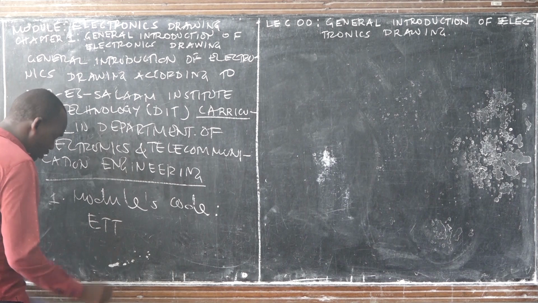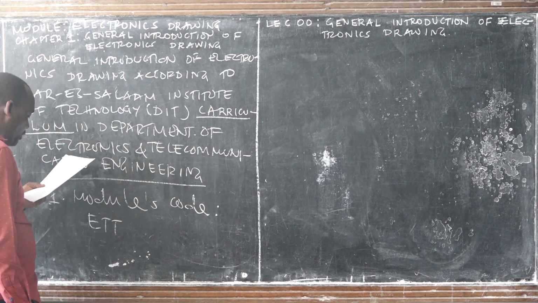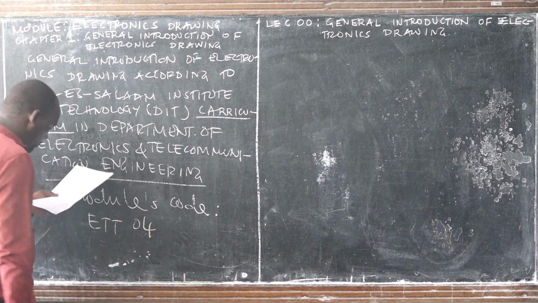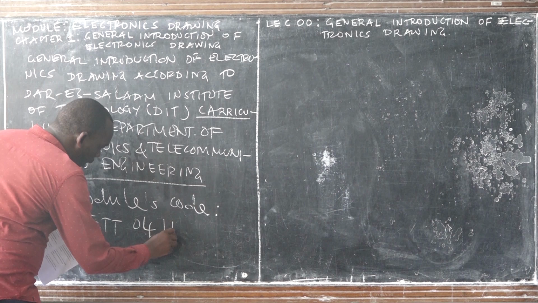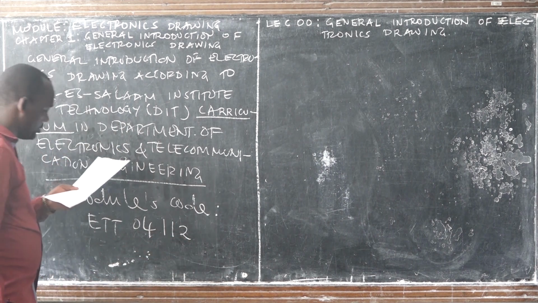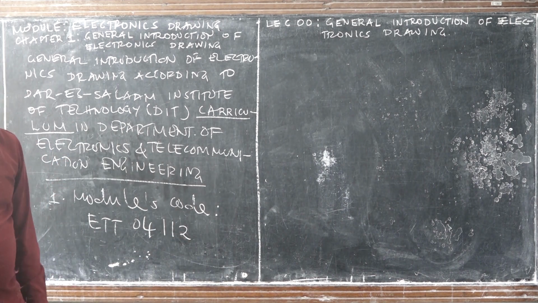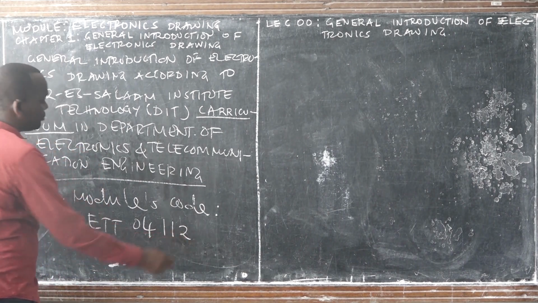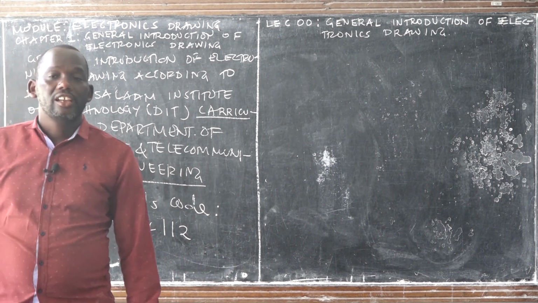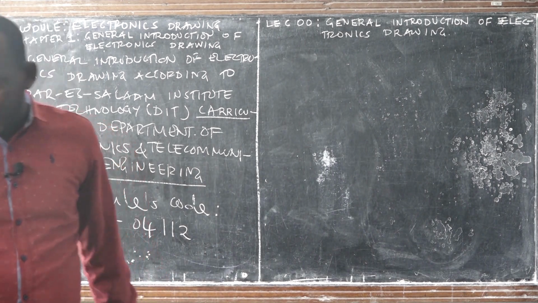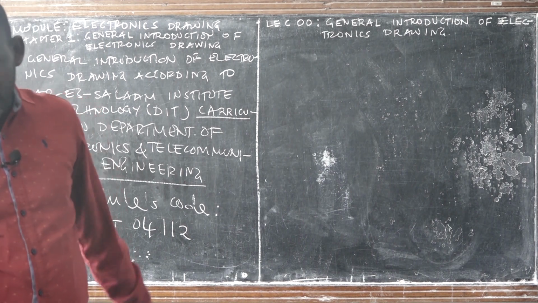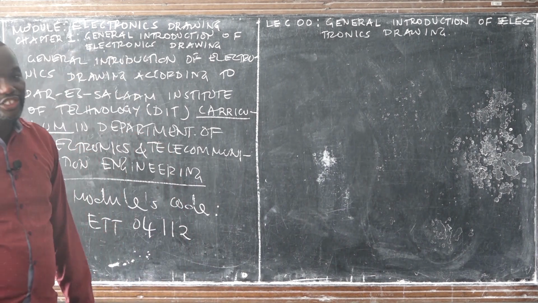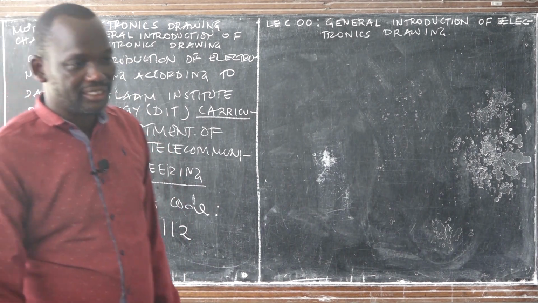So the module code of this module is ETT 04112. This is the module code. So it is ETT 04112. Okay? Those letters, how many letters do you have there? 3 letters. How many numbers do you have here? Each letter has a meaning, each number has a meaning.